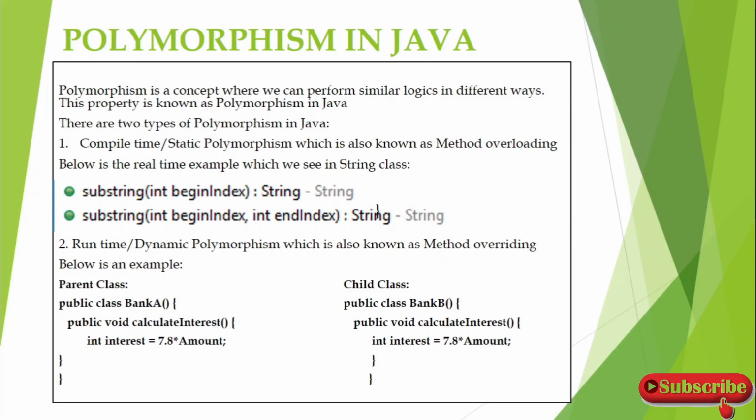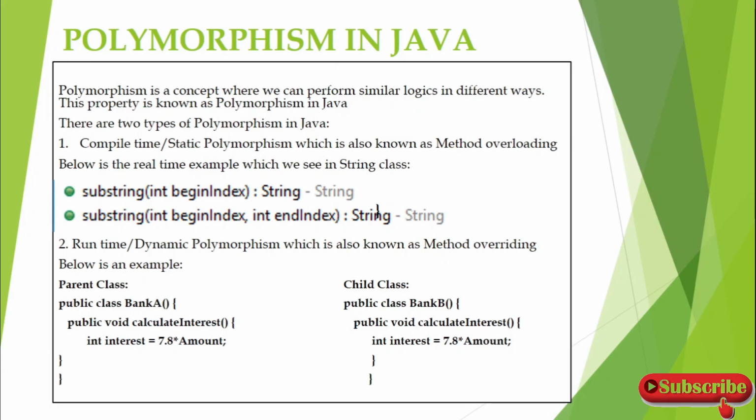So in today's video, let's see what is polymorphism in Java. Polymorphism is nothing but where we can perform similar logics in different ways. The logic might be similar and it should be somewhat related, but you can do that in a different way. So that is called polymorphism in Java.